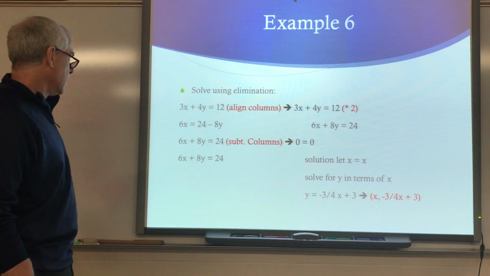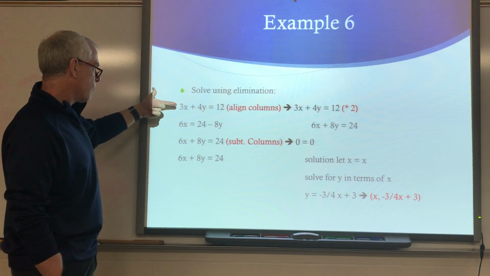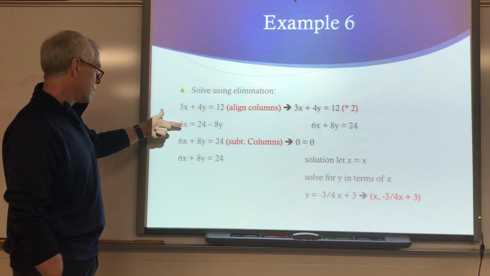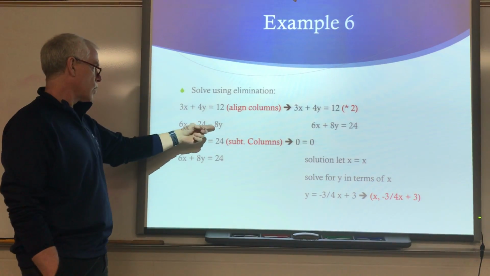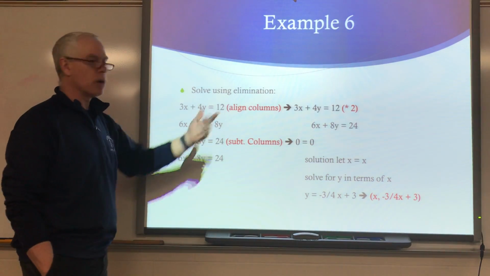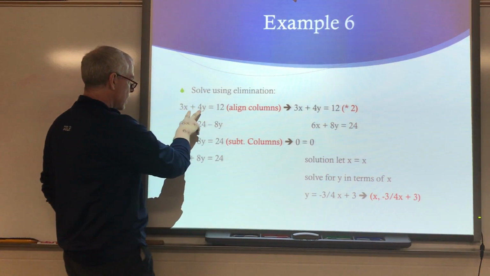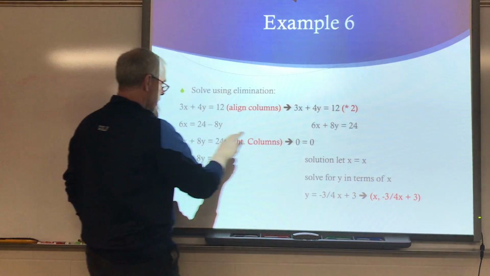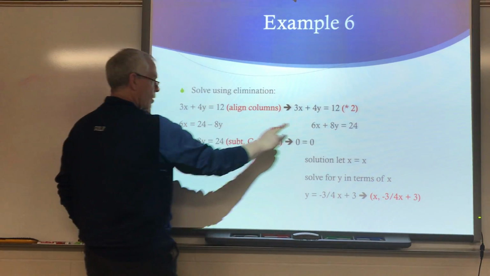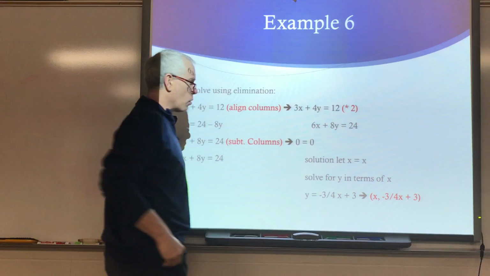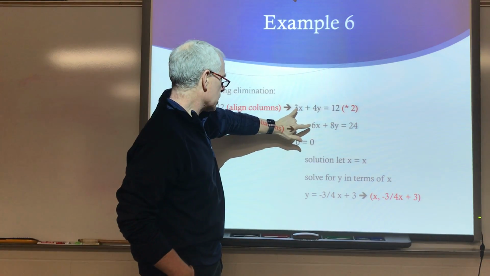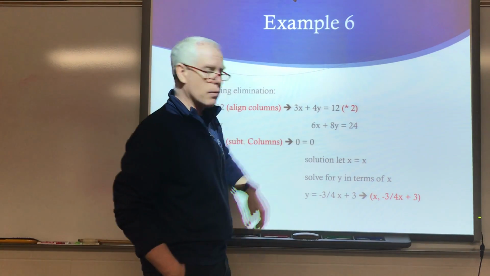One more time here. First one's in standard form, the second one isn't, so I gotta get the y over on the left side. So I chose to add the 8y. I put aligned columns, but that's what I'm doing. So 3x plus 4y equals 12. And then the second one, I'm going to add the 8y, so 6x plus 8y equals 24. Okay, 3x and 6x, not the same. 4y and 8y, not the same.